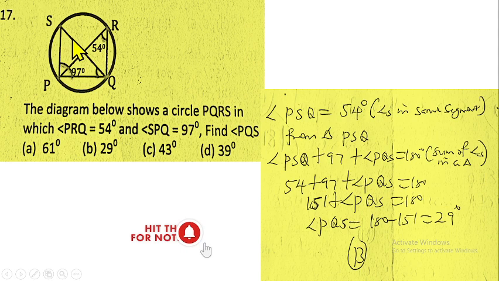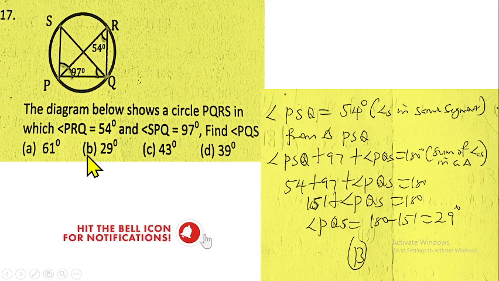So if you now look at triangle PSQ, we know this angle here is 54, and we know the angle here as 97. So we can find the third angle using the sum of angles in a triangle. This plus this should give us 180. Then you have 97 plus 54, that should give us 151. Then remove 151 from 180, that should give us 29 degrees. So angle PQS is 29 degrees, and option B is the correct option.